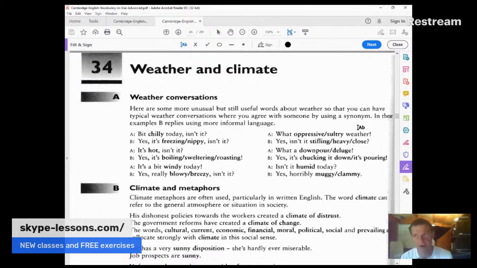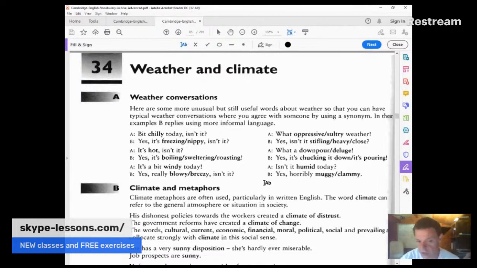Shower just sounds like a light rain to me, but we normally say, yeah, it's chucking it down, or it's pouring, or it's pelting it down with rain. Okay, and then over here we got a bit windy. Yeah, it's really blowy, breezy. Yeah, you could say both of those. They're pretty similar to windy.